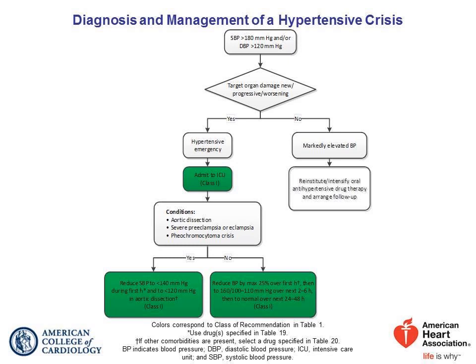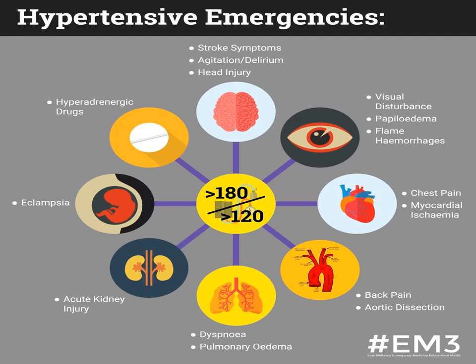If there is no evidence of the previous conditions, we should consider reducing the blood pressure maximally by 25% over the first hour, then to 160 over 100 to 110 millimeter mercury over the next 2 to 6 hours, then back to normal over the next 24 to 48 hours. The hypertensive emergencies include stroke or eclampsia or acute renal failure, pulmonary edema, aortic dissection, acute coronary syndrome, or papilledema or hypertensive encephalopathy.